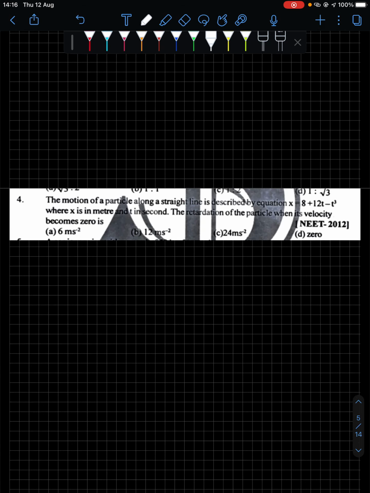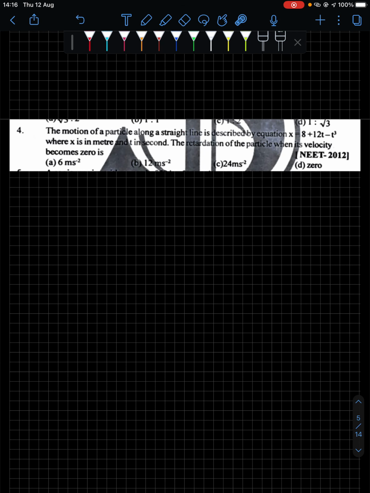Next, question number 4. Motion of a particle along a straight line is given by this equation. Okay, where x is in meter and t is in seconds, the retardation of the particle when the velocity becomes 0 is what?